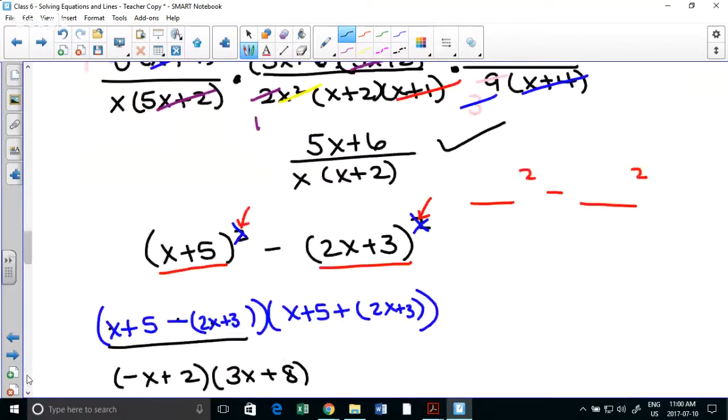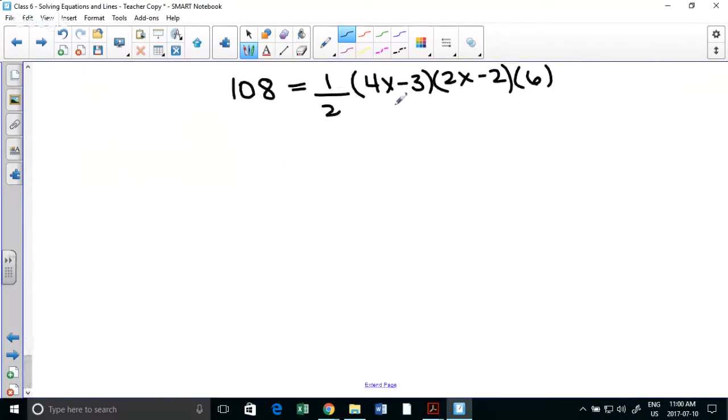So in order to solve this, I need to move everything to one side, but I'm going to have to expand this first. So this 6 and the 2 cancel to give me a 3. So I'm just going to put the 3 there.